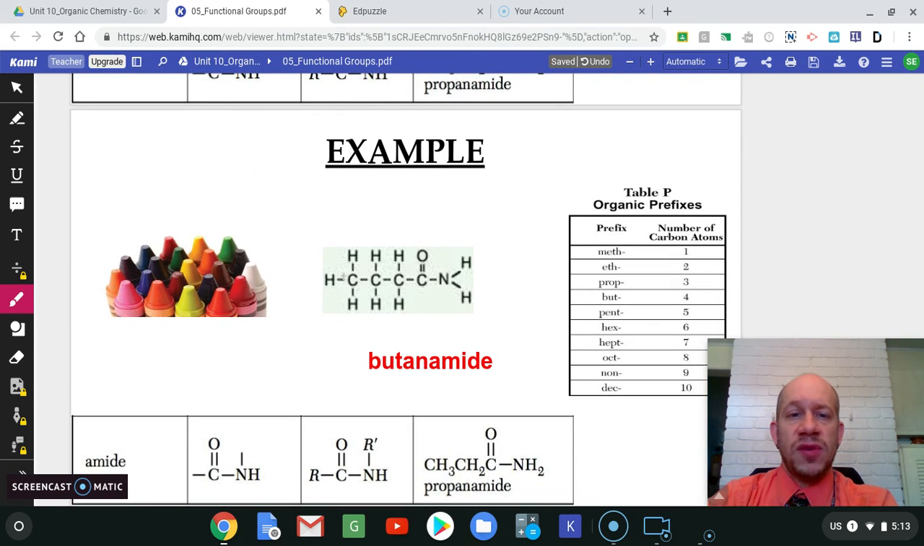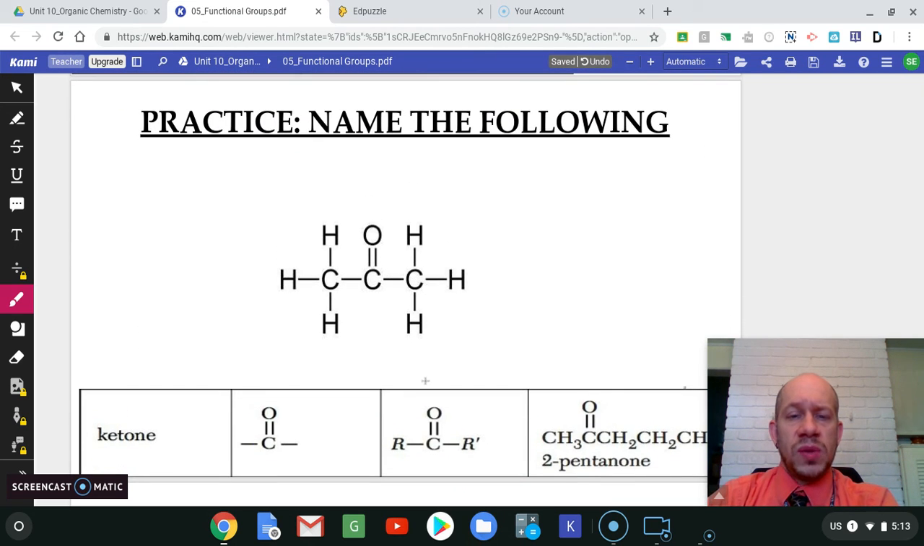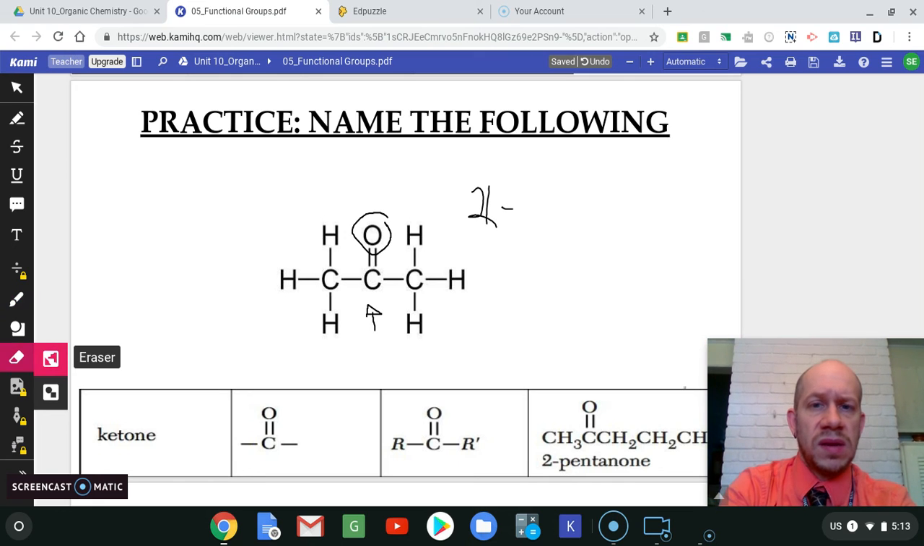So we'll do a couple practice. Here is a ketone group. It's in the middle, the double bonded O. There are 3 carbons, so it's a prop. So I'll label this 2. This is 2, my mistake. 2-propanone.